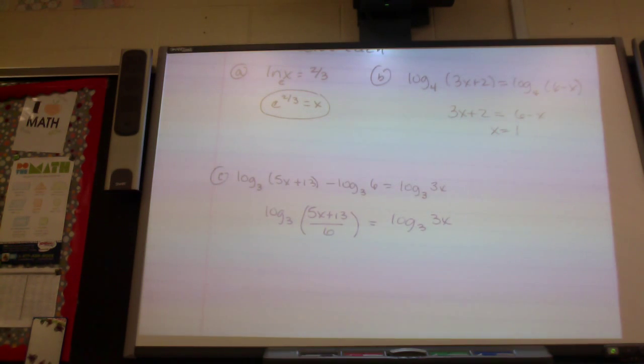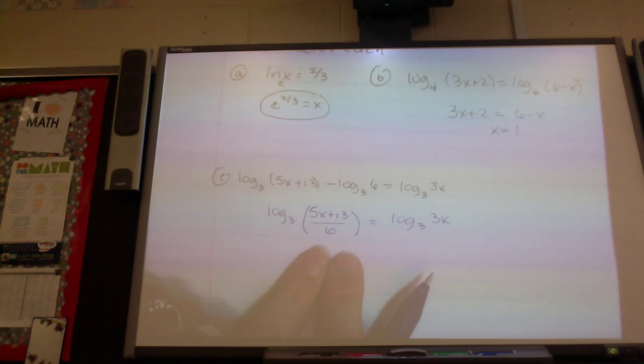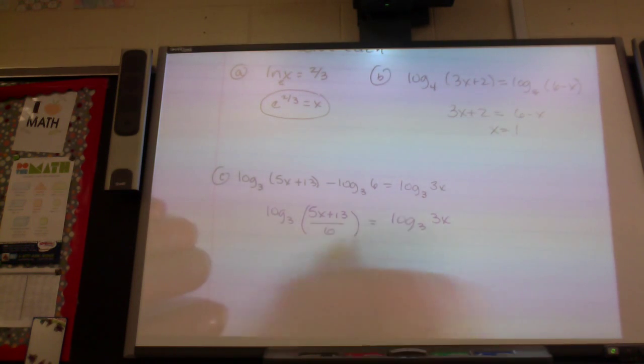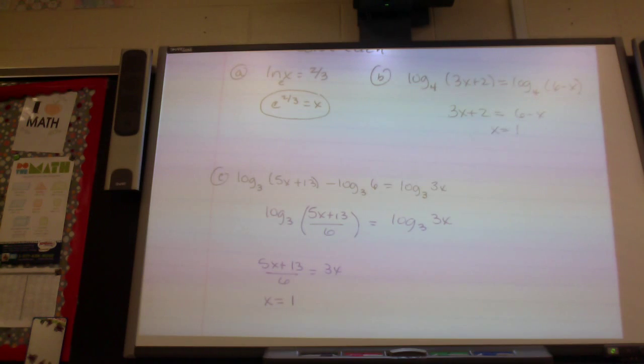Apply those properties. Now can we ignore the logs? Yes, because it's log base 3 of (5x plus 13) over 6 equals log base 3 of 3x. So (5x plus 13) divided by 6 has to equal 3x. You should get 1. Oh, that's fine.